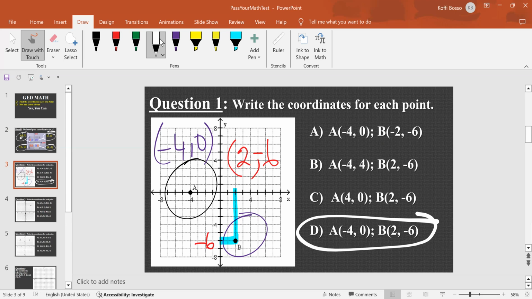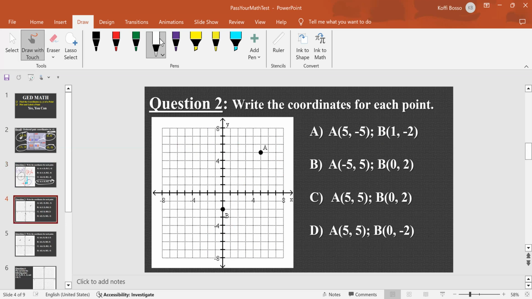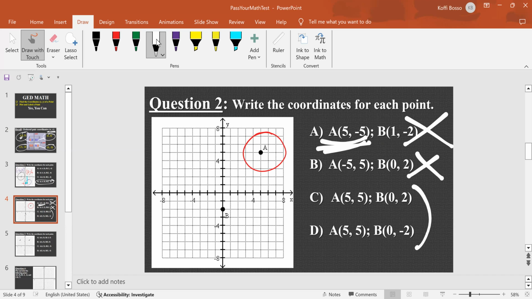Okay, let's see another one. Question number 2. So we have point A here, and it is in quadrant 1. Remember again, in quadrant 1, all the two values are positive. So A will have a positive x, positive y. Therefore, I will say that this will be out, because here we have a negative value in one of the coordinates. Also this one will be out. So probably we are in C and D.